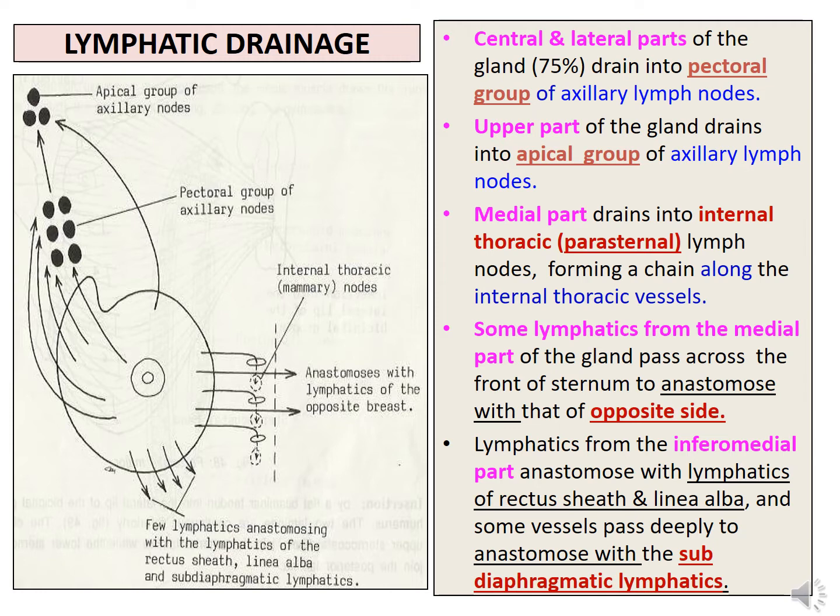The medial part drains into the internal thoracic, which is the parasternal lymph nodes, forming a chain along these internal thoracic vessels. In this diagram, we see that some lymphatics from the medial part of the gland pass across the front of the sternum to anastomose with that of the opposite side. The lymphatics from the inferomedial part anastomose with lymphatics of the rectus sheath and linea alba, and some vessels pass deeply to anastomose with the subdiaphragmatic lymphatics.